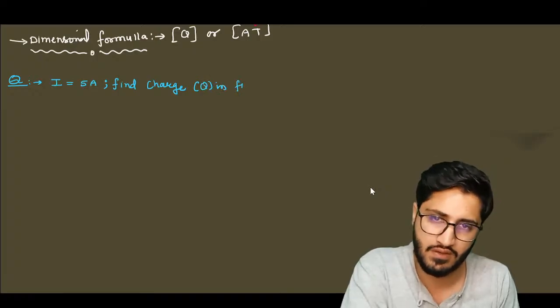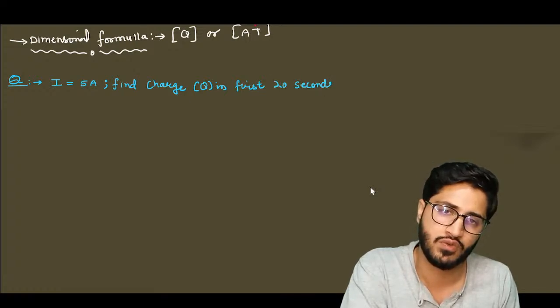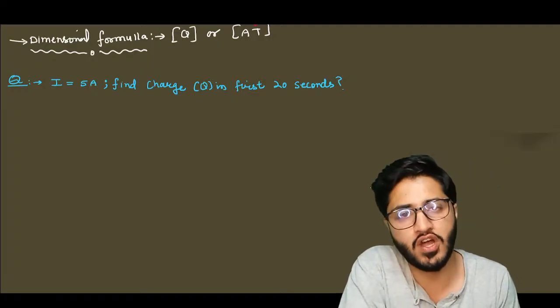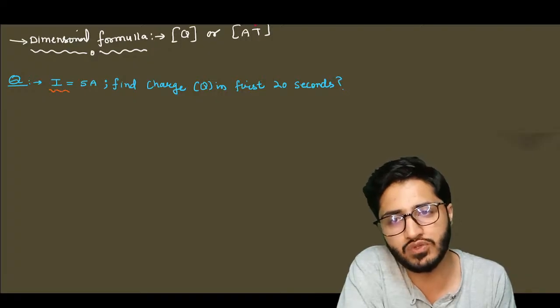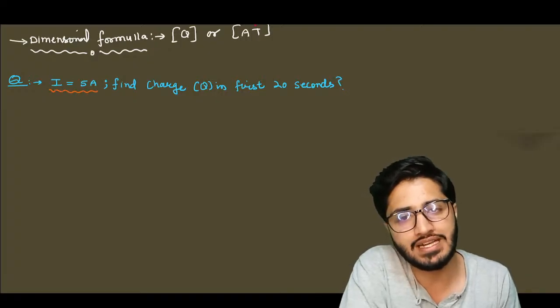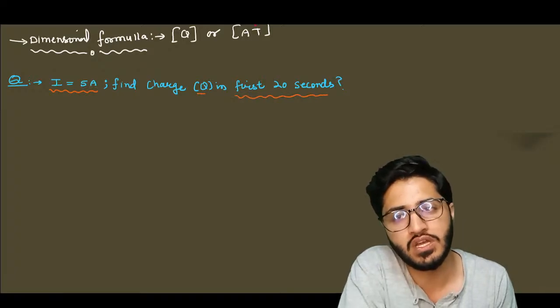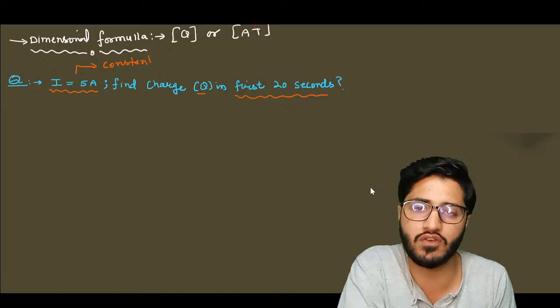in the first 20 seconds. So find our charge in the first 20 seconds. From this equation, what is given to us? Current is given to us, and time is given to us, and we have to find the charge Q. You can see the current is constant here, always 5.